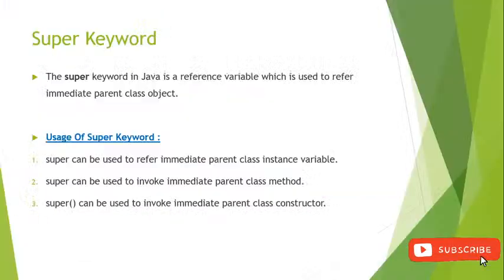Those are the three use cases of the super keyword. First, it is used to call the immediate parent class instance variable. Second, it is used to call the immediate parent class method. Third, it is used to call the immediate parent class constructor. And what is meant by the super keyword? The super keyword is a Java reference variable which refers to the immediate parent class object. This is all about the super keyword.